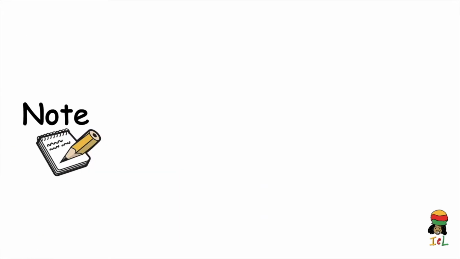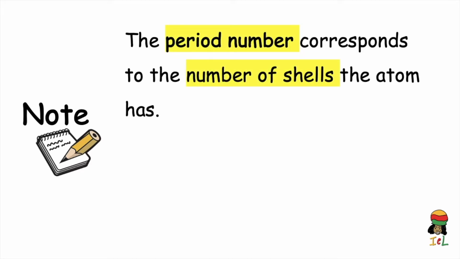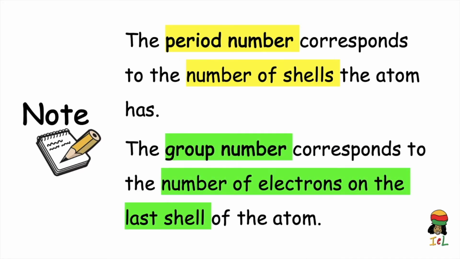Now, the group and period numbers give vital bits of information about the atom. The period number corresponds to the number of shells that the atom has. Therefore, hydrogen and helium, which are in period 1, will each have one shell. Likewise, all the atoms of the elements of period 2, that is from lithium all the way through to neon, will each have 2 shells, and so on. The group number, on the other hand, indicates the number of electrons on the last shell of the atom. So all the atoms of elements in group 1 will all carry 1 electron on their last shell.